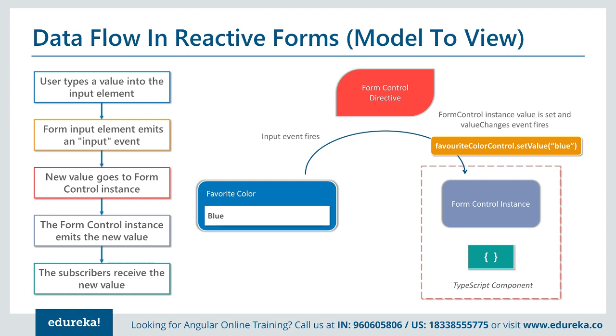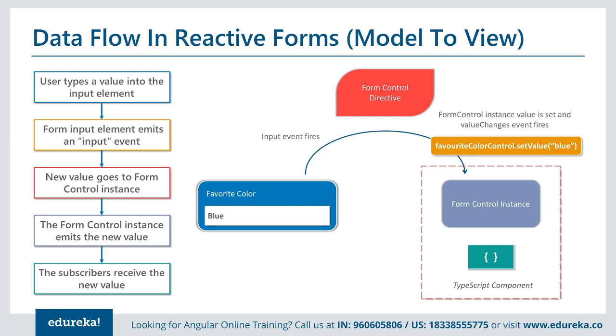Now, the form control instance emits the new value. The subscribers receive the new value. Whoever is subscribing, they are the ones who are going to get the new value. Who is the subscriber? It could be your TypeScript component, it could be your templates, anything. So that is how the data flows in reactive forms.